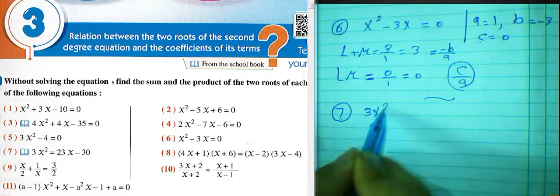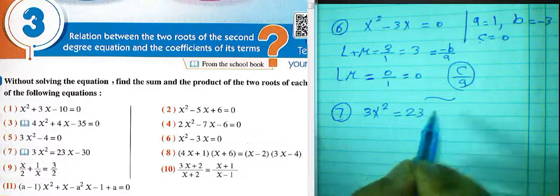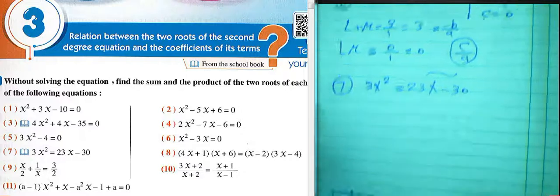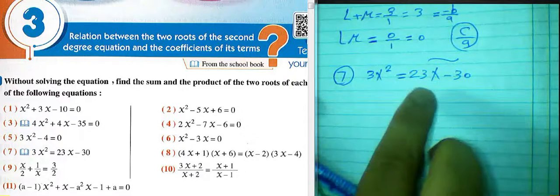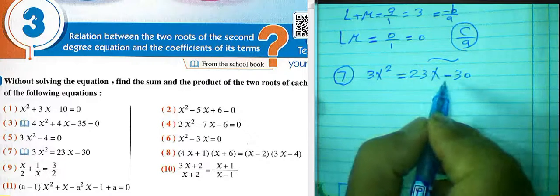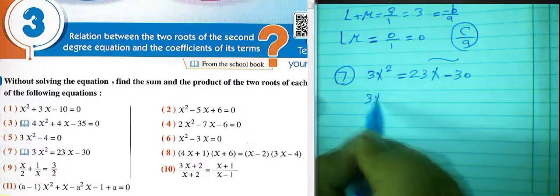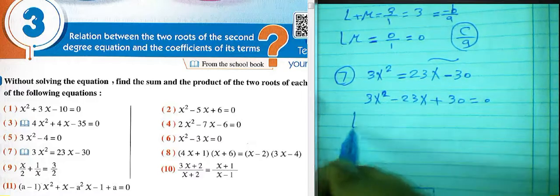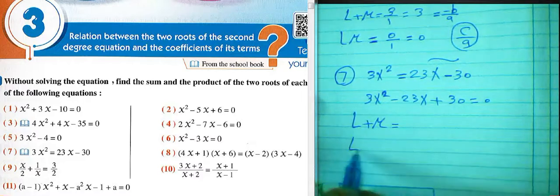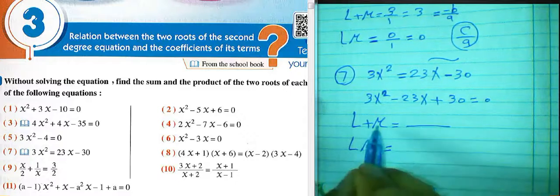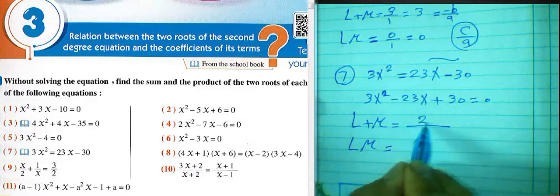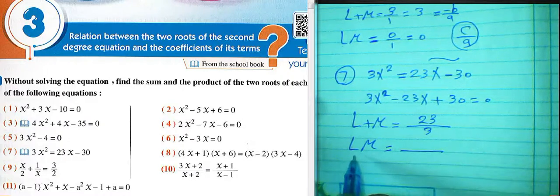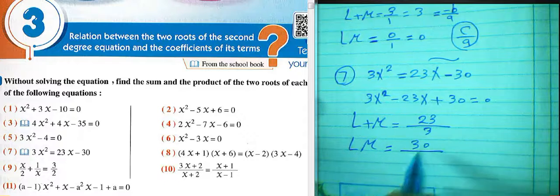3x to power 2 equals 23x subtract 30. We must convert the shape. We move 23x and -30 to the left hand side: 3x power 2 subtract 23x plus 30 equals 0. So we can find the sum of the two roots and the product of the two roots. The sum equals -23 times negative, converted to 23 over 3, and the product between L and M equals 30 over 3 equals 10.